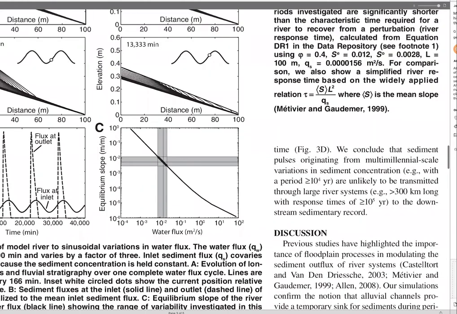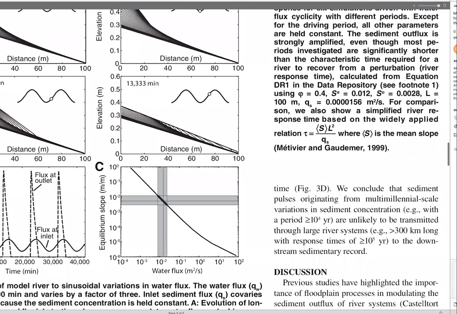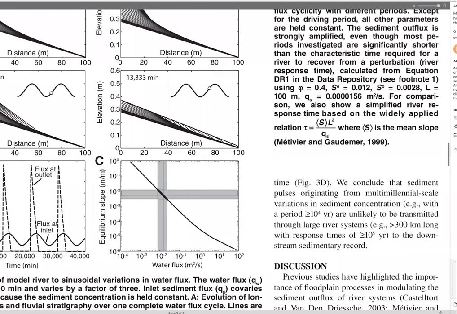Anyway, what you see here is between the inlet, the input signal, and the output signal, what we measure at the outlet. You see that sediment flux here is exactly the same curve as the water discharge, because sediment flux is the product of concentration by water discharge, and concentration is fixed.